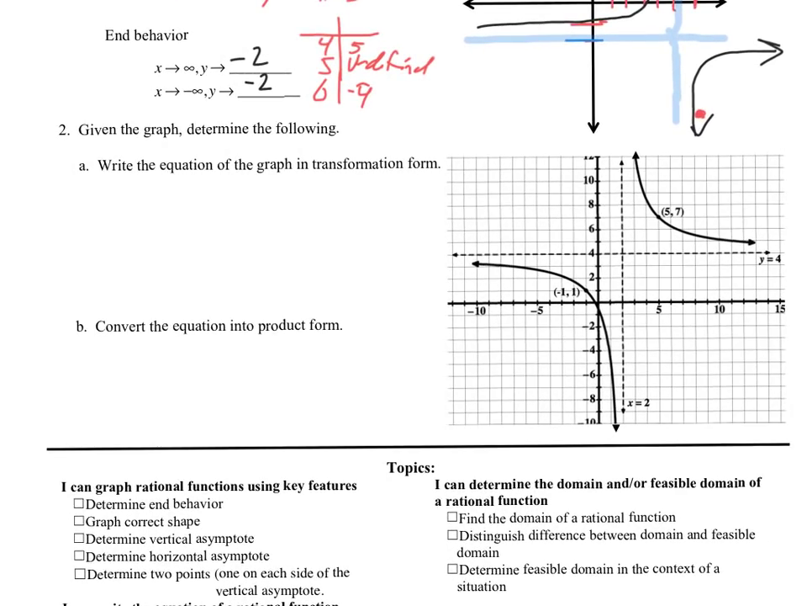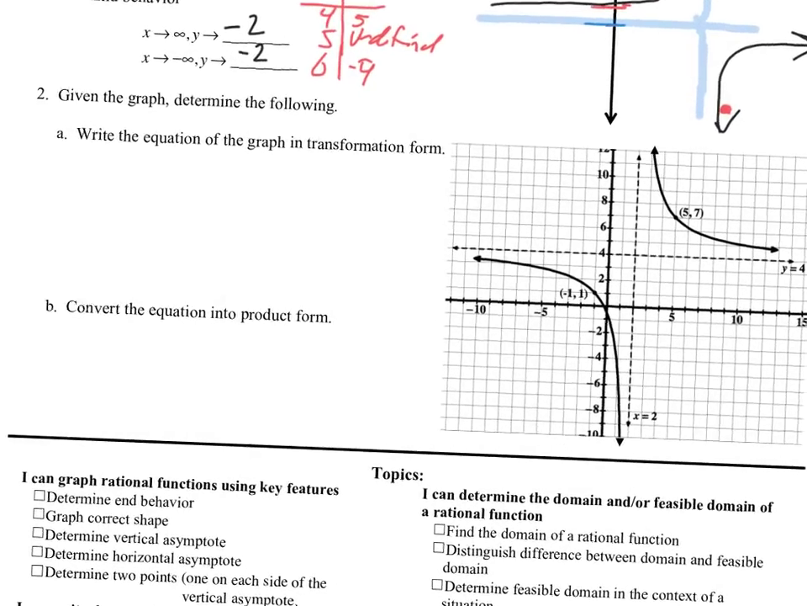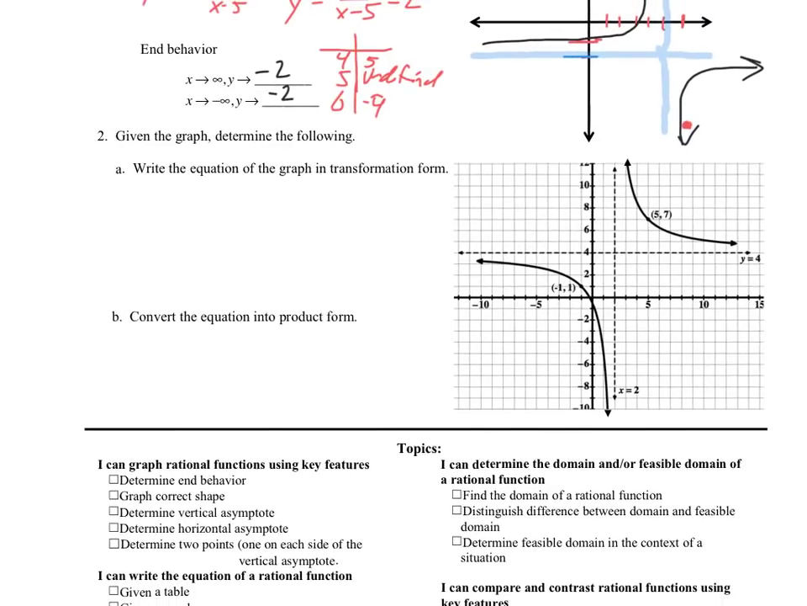The second question of the warm-up here is, can you write this graph in transformation form? So the first thing we have to check is, okay, where are our asymptotes? Because that's going to tell us this is our h value down here, and this is our k value here. So we already know how the beginning of this is going to look. We're going to have f of x equals a over x minus 2 plus 4.